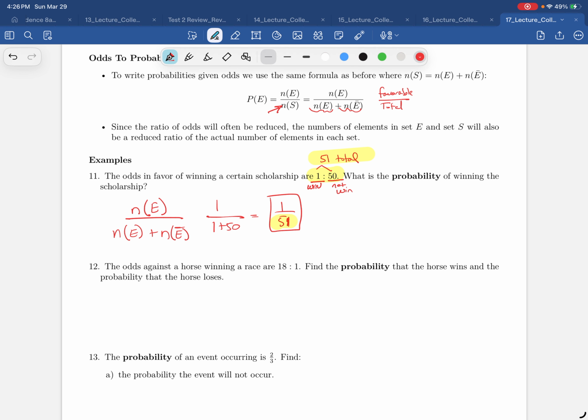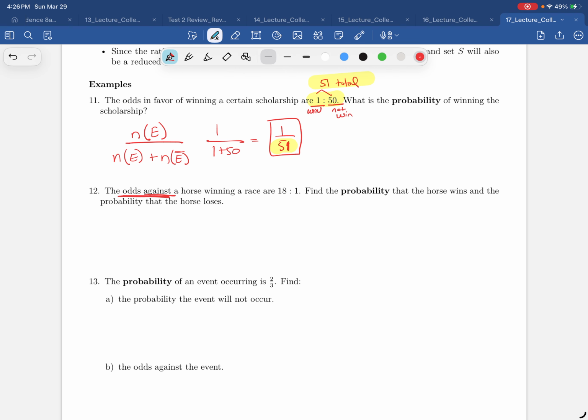The odds against, okay, so that's the first thing that I'm going to notice here. The odds against a horse winning is 18 to 1. So what that means is this is the number of times that horse would lose, and this is the number of times that horse would win. Okay, this is our n of e, and this is our n of e prime or e bar. Find the probability that the horse wins and the probability that the horse loses.